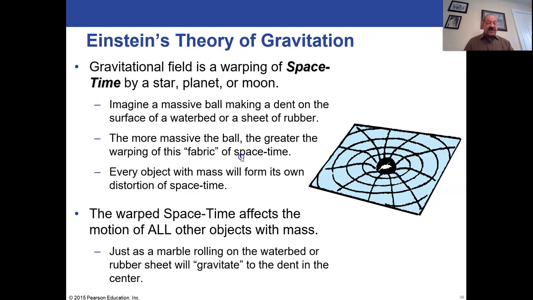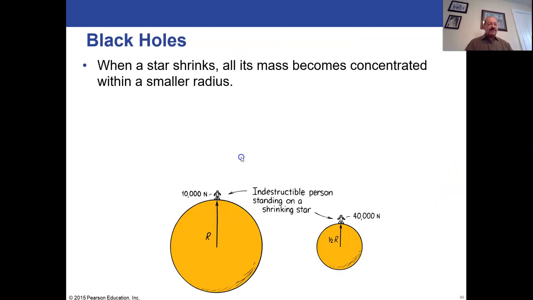So a warped space-time affects the motion of all objects with mass, everything, anything with mass, from a proton all the way up to a super giant star, okay? And you can mimic this with marbles and bowling balls on rubber sheets or water beds if you actually have that, but be careful, it's easy to destroy those. All right, so black holes.